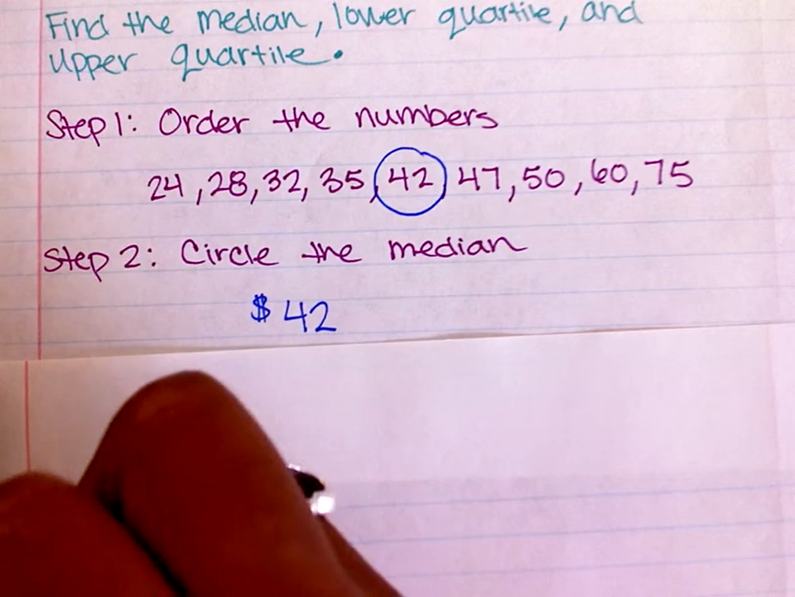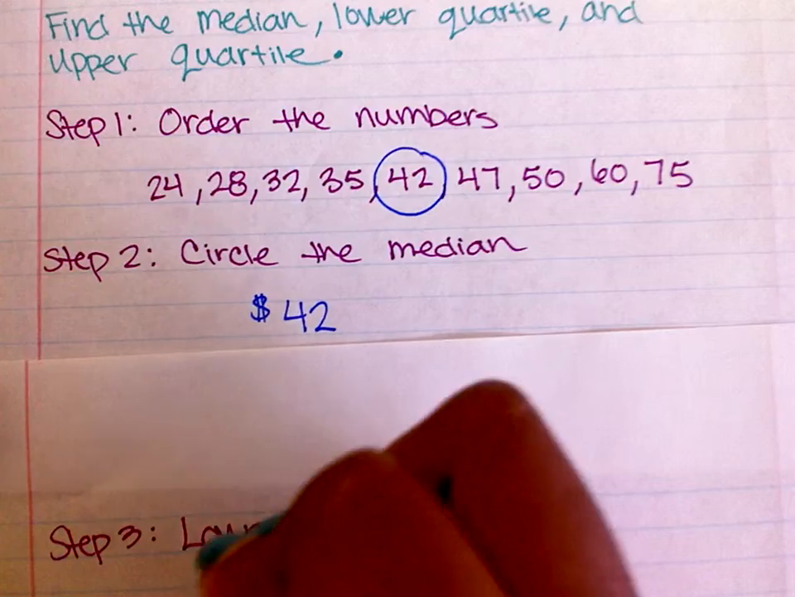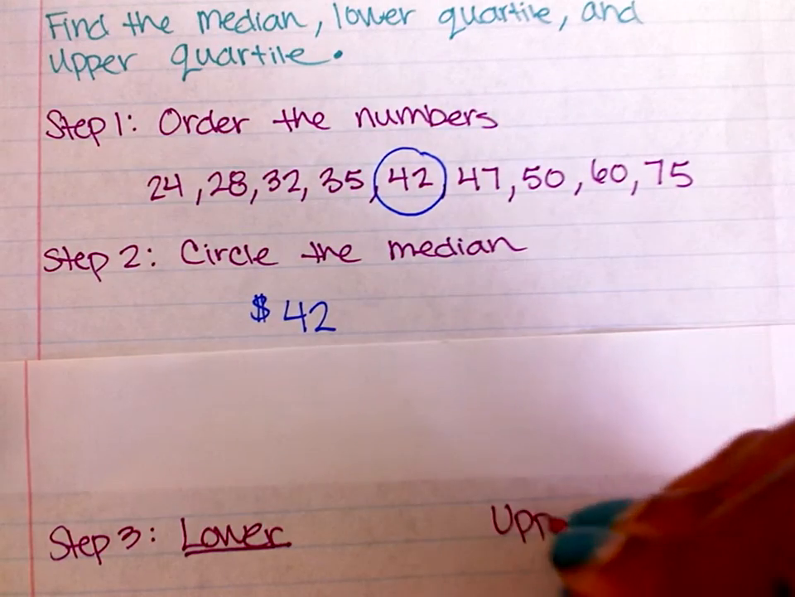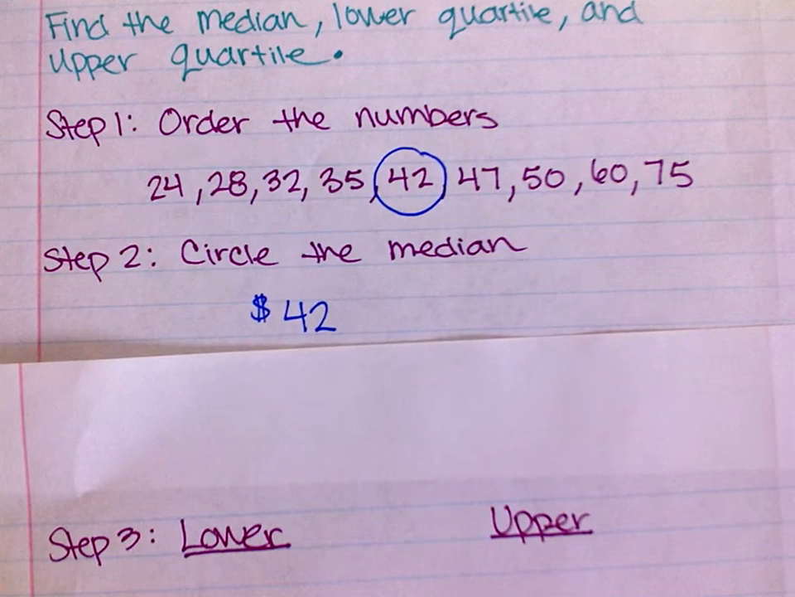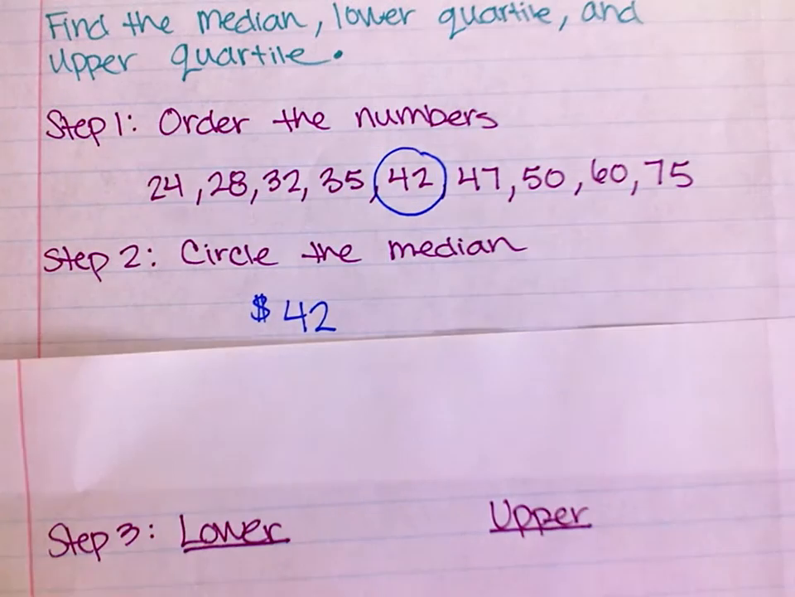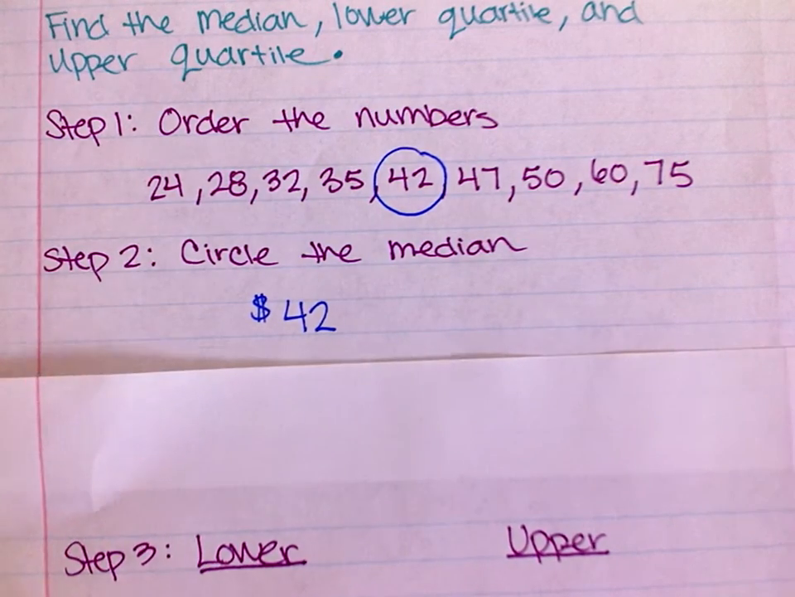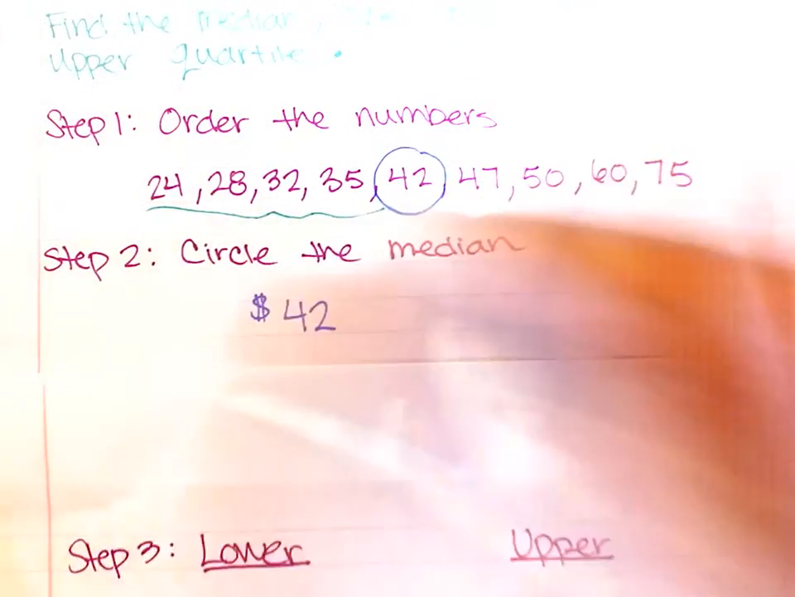So step 3, I have to find the lower and I have to find the upper. Now when I look back at the definition of what the lower quartile means, that means I look at the numbers that I have and I find the middle number, the median of the lower half. Okay? So, looking at these numbers, here's my lower half right here.